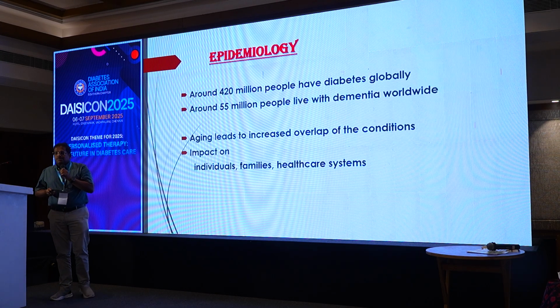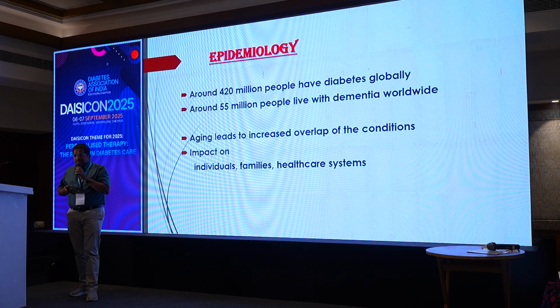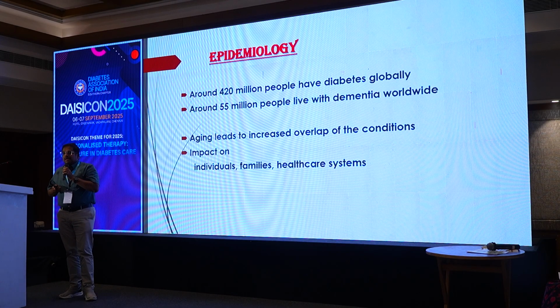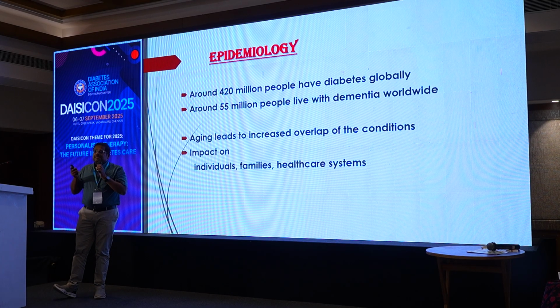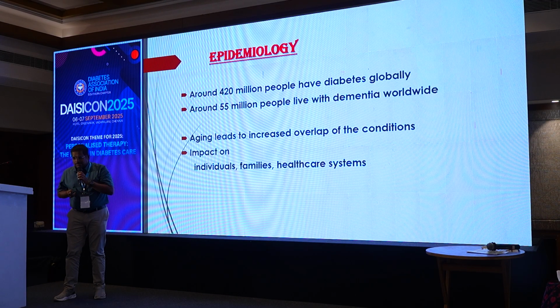Coming to the epidemiology, around 420 million people have diabetes globally. Around 55 million people live with dementia worldwide. Aging leads to increased overlap of both these conditions, more commonly in elderly people, causing great impact on individuals, families as well as the healthcare system.